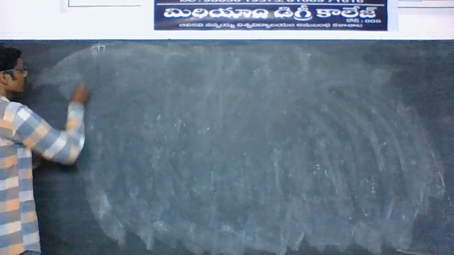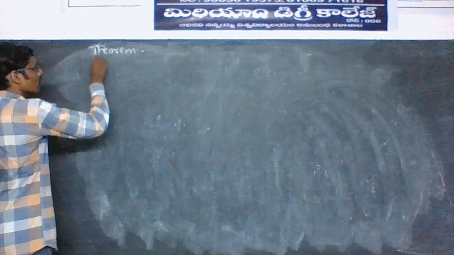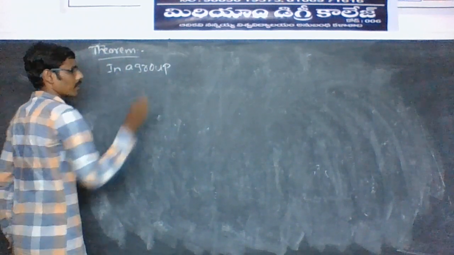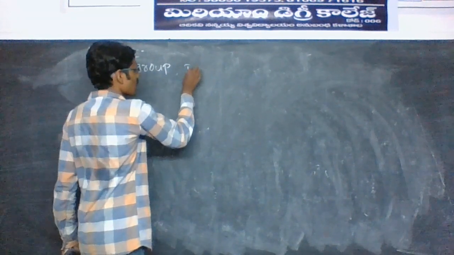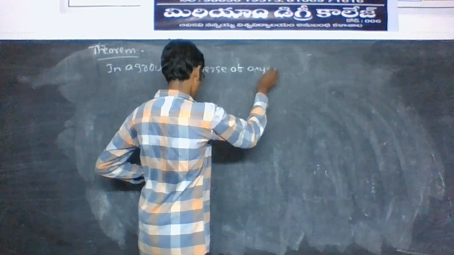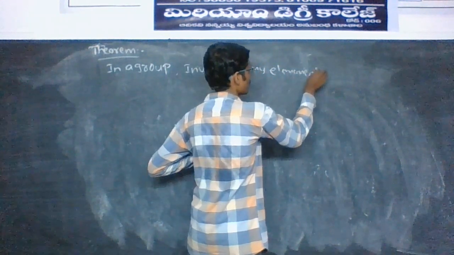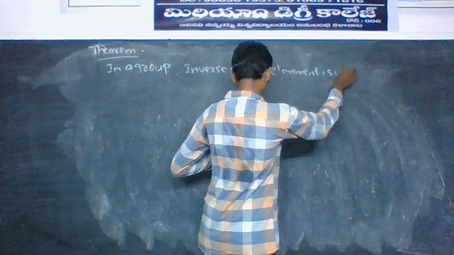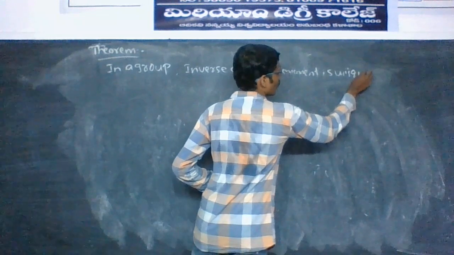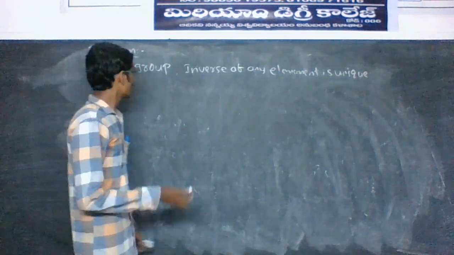Next theorem: in a group, the inverse of any element is unique.